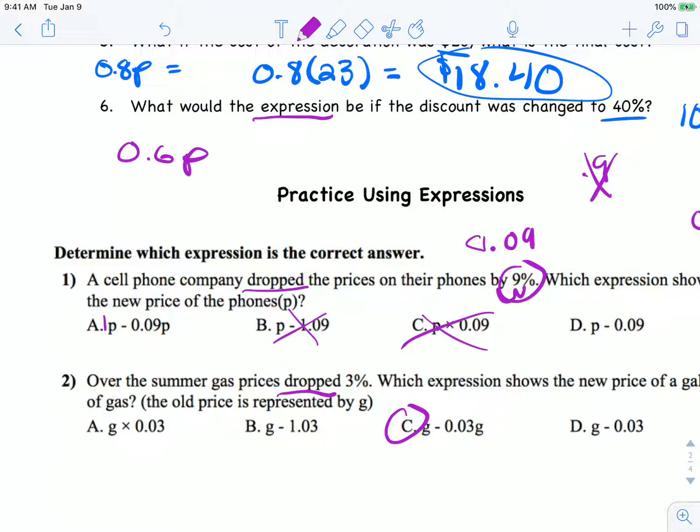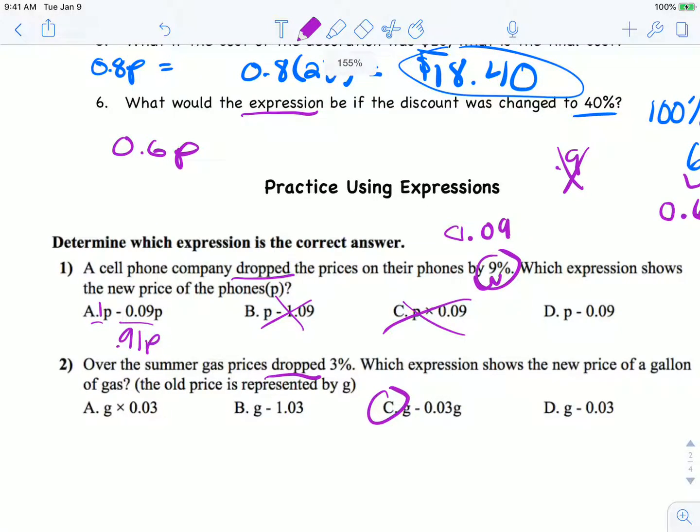The reason that A is right is because I would combine these two like terms. 100% times the price minus 9% times the price would give us, what's 100 take away 9? 91. So that would be 91 times the price. So if it's 9% off, you're only paying 91%. So that was a weird one. Same thing with this one.